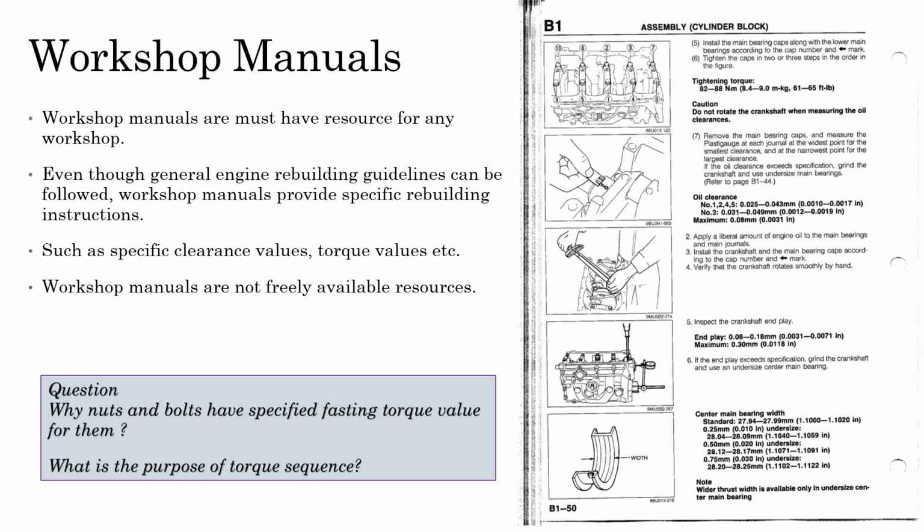As I told you earlier, even though the general guidelines of building, assembling or disassembling engines are the same, there are specific instructions related to specific components, such as clearances, torque values and other things like these. In order to know about these, you have to have a workshop manual. Workshop manuals are not a freely available resource.